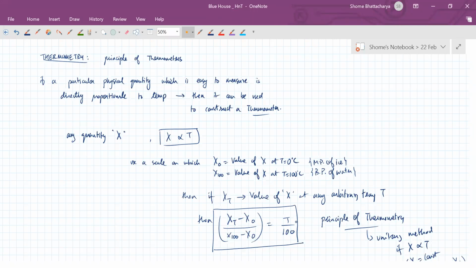So if any particular physical quantity varies with temperature proportionately, and it is easy enough to measure that quantity, then we can define a temperature scale by the principle of thermometry formula, and we can design a thermometer using that particular physical principle. That is the principle of thermometry.